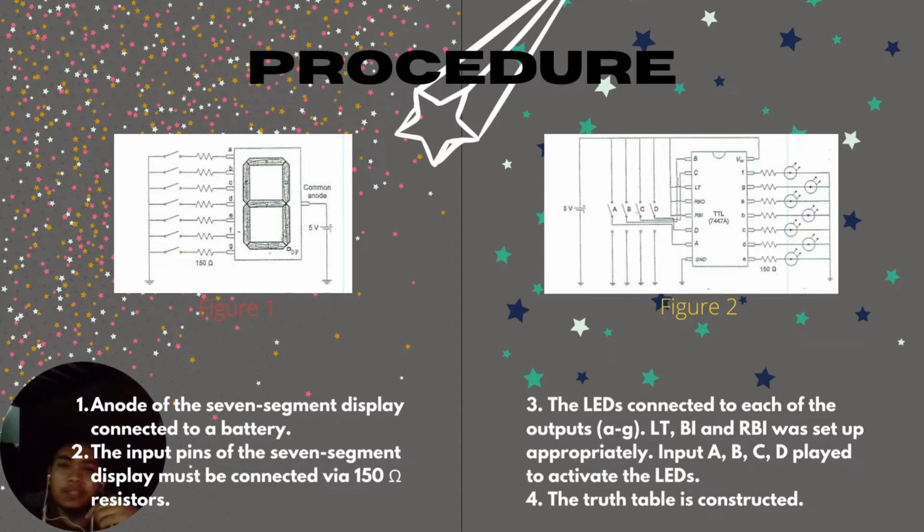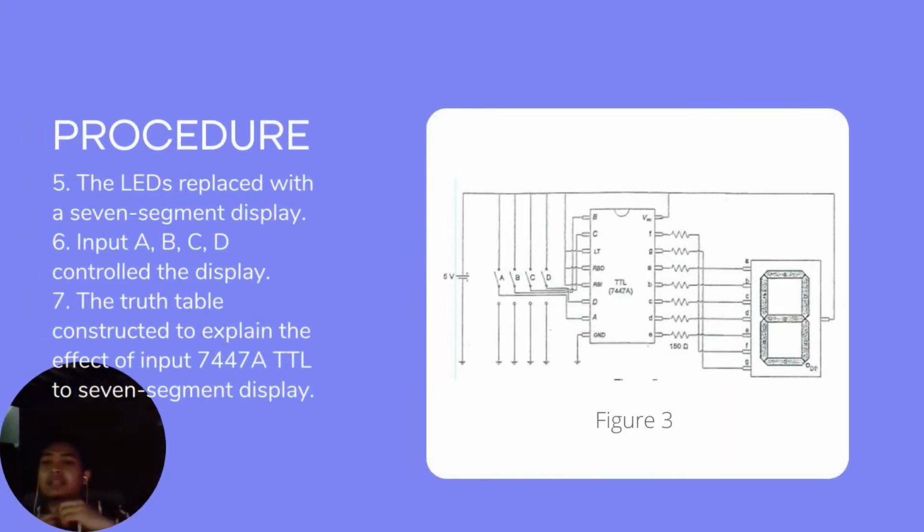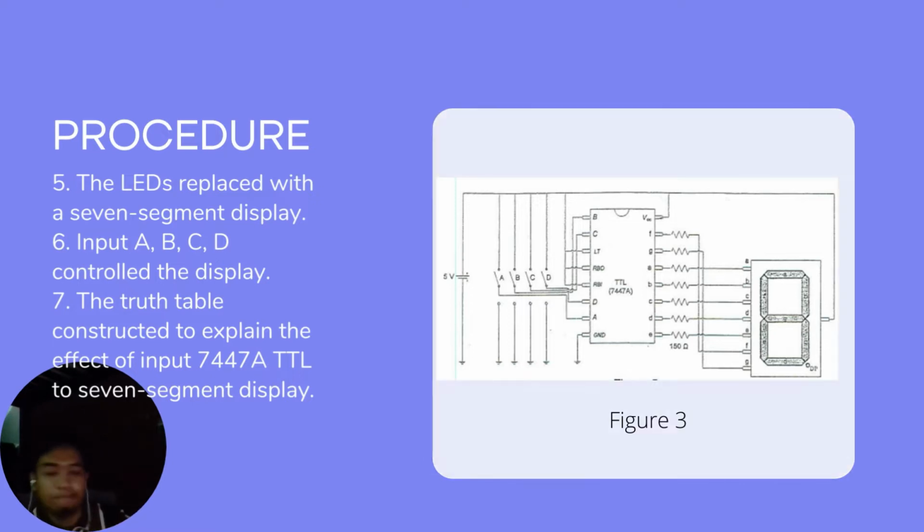The inputs A, B, C, and D are played to activate the LEDs, and the truth table is constructed based on that. The next one is the LED is replaced with a 7-segment display input. The inputs A, B, C, D control the display, and the truth table is constructed in order to explain the effect of input 7447 TTL to the 7-segment display.